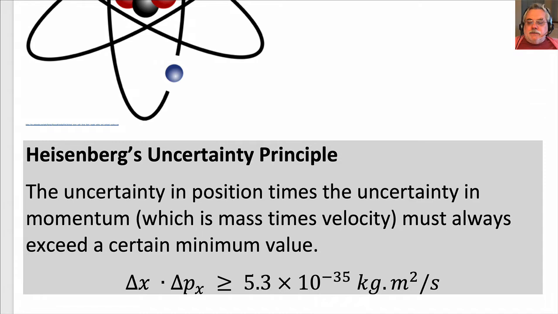This relation constrains how well we can ever possibly know or measure a particle or object's position and momentum simultaneously, regardless of technological ability. If we want to measure a particle's position very precisely, small uncertainty in position, we lose the ability to simultaneously know or measure precisely its momentum or velocity in that direction, and vice versa.